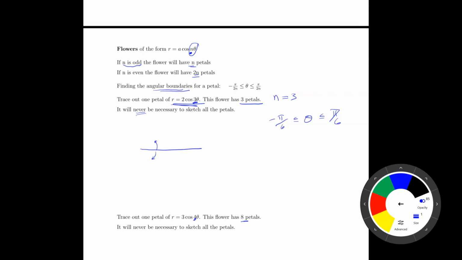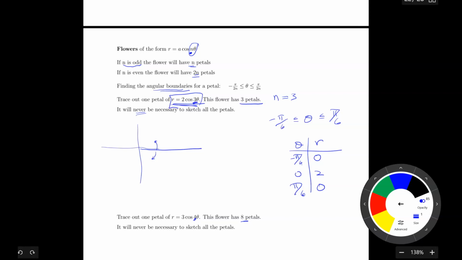So let me just show you by plugging some angles in, right, to show you what I get. So if I plug in negative pi over 6 and 0 and pi over 6 into this, let's see what happens. If I plug in negative pi over 6, this gives me cosine of negative pi over 2, which I know is 0, right? Then I plug in angle 0, and that gives me 2. And if I plug in pi over 6, that's going to give me a cosine of pi over 2, and that's 0.